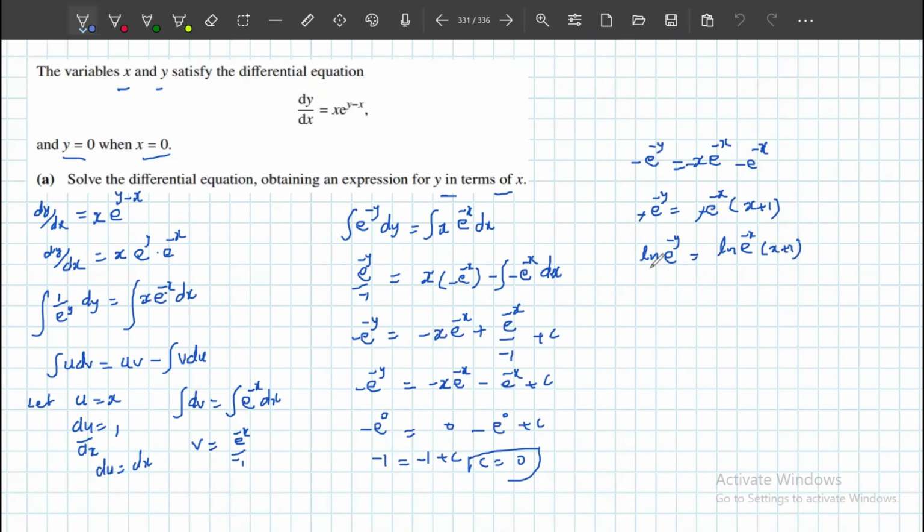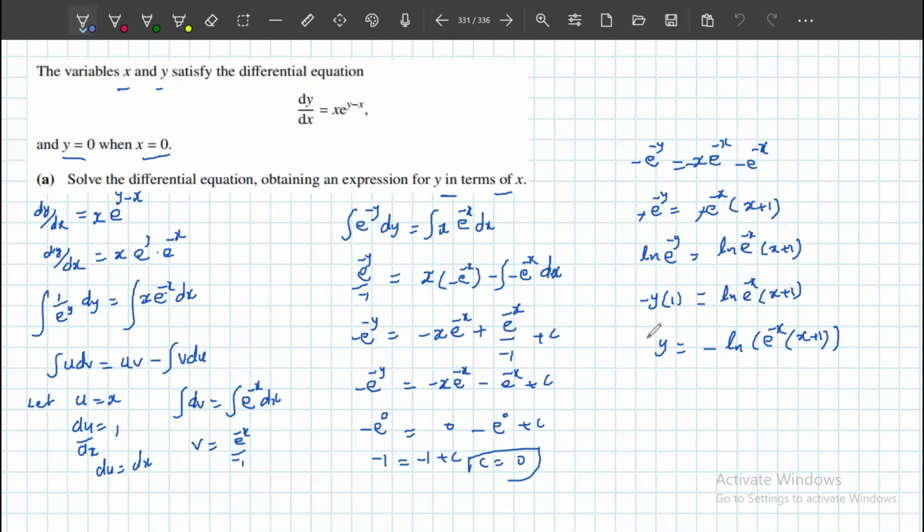Once we apply log, we can bring down the power, and log of e is 1. And on the right hand side, we have log of e power minus x bracket open x plus 1, or we can multiply by minus on both sides. So it becomes y is equal to minus log of e power minus x bracket open x plus 1. So this is our required expression, which is y in terms of x. I hope it is clear.